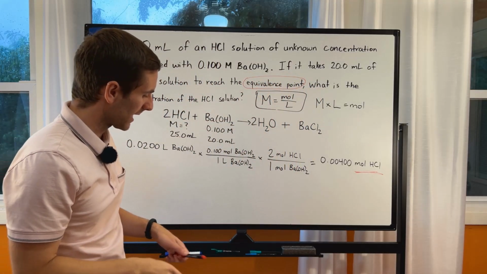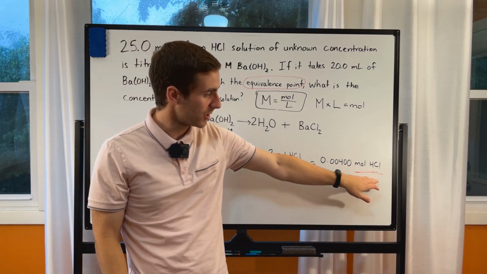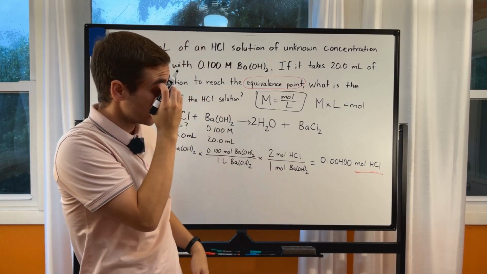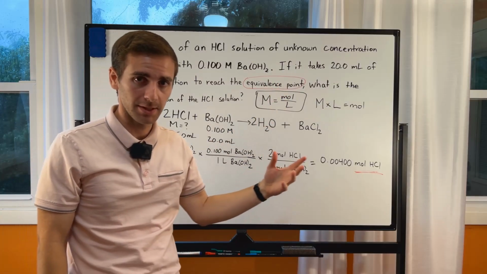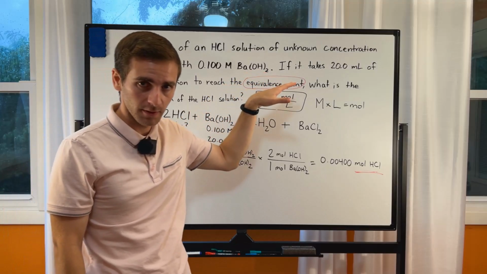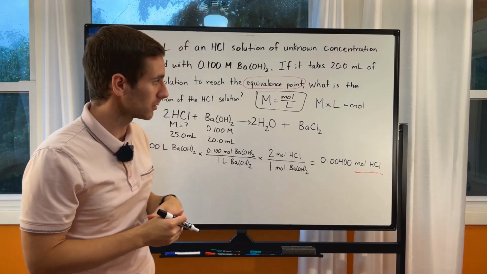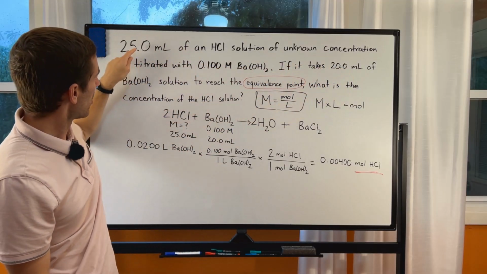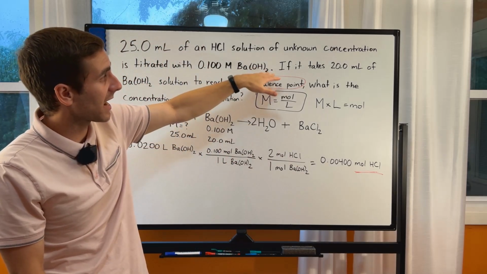Okay? If we were at some other point in the titration, this would just tell us how many moles of HCl have been reacted with at that point in the titration. Okay? But at the equivalence point, as I mentioned earlier in the first part of the video, we have added enough of the barium hydroxide to react with all of the HCl. So when we've added this 20 milliliters, all of the HCl that we started with has been used up, but also we haven't added any excess.